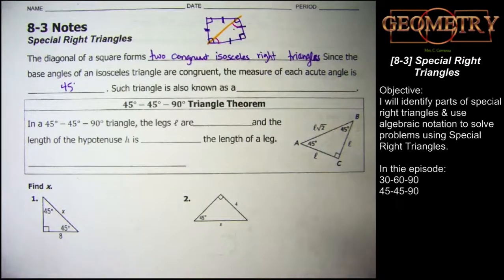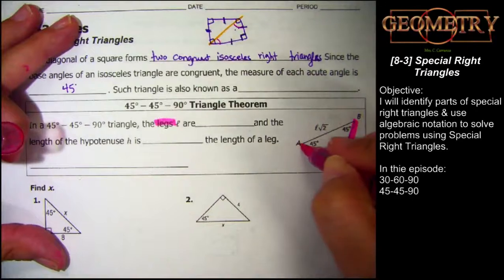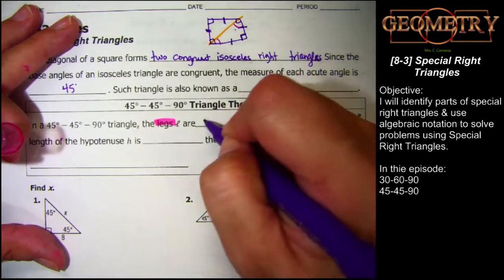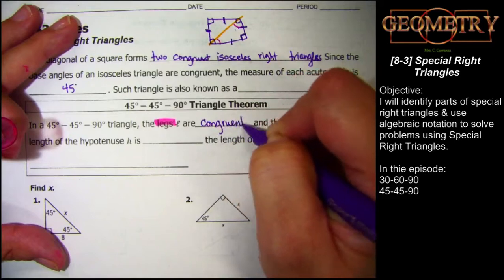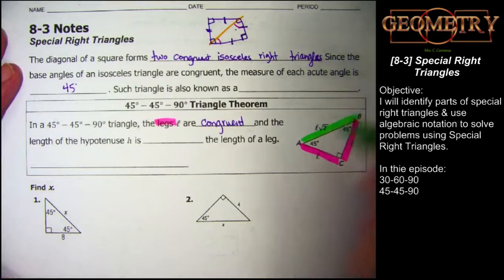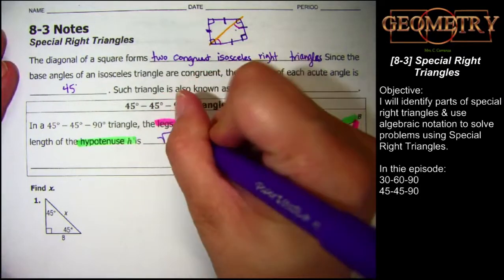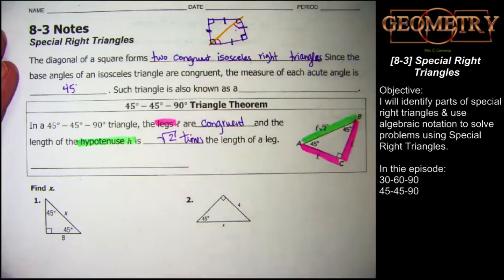Okay. All right. We call this half a square, a 45, 45, 90 right triangle. And it's one of our special ones. So in this 45, 45, 90, the legs are congruent. Duh. And the hypotenuse, which is h for hypotenuse, which in our Pythagorean theorem was c, our hypotenuse is square root 2 times the length of the leg.